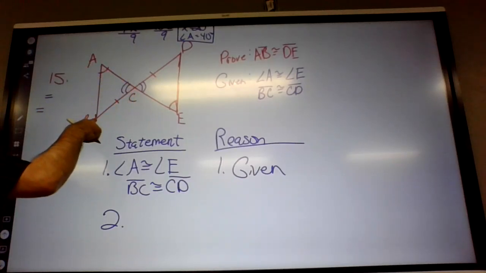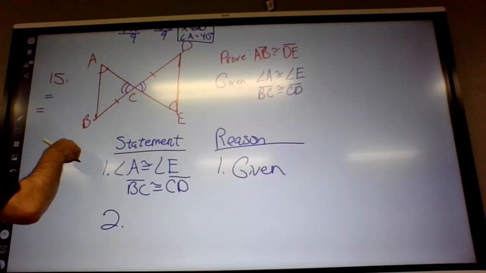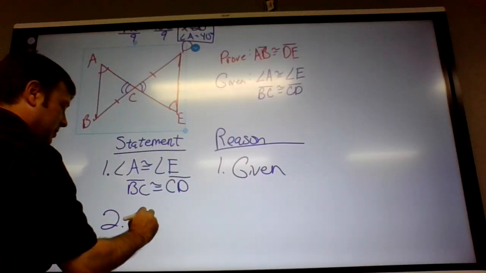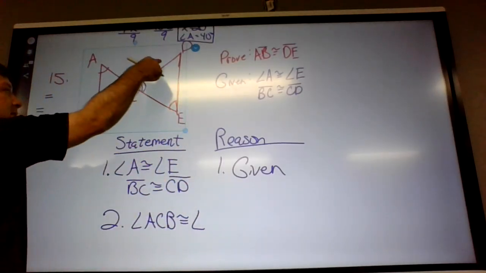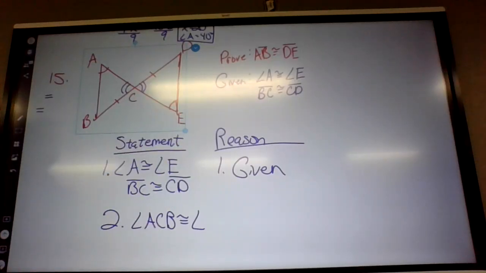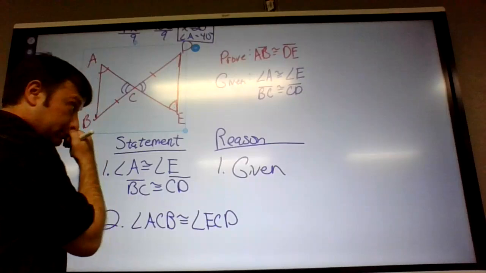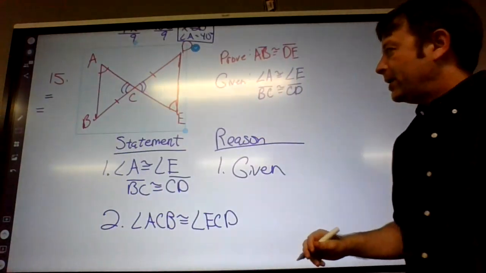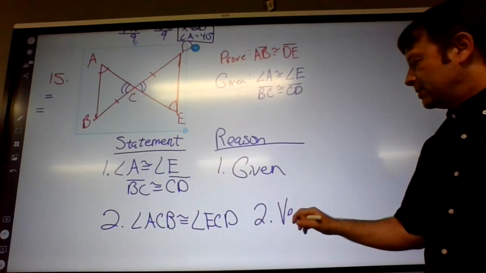Angle ACB is congruent to angle ECD. The order of the letters, yeah, C is in the middle. Okay, and what's the reason I know those two angles are congruent? Vertical. They're vertical angles.